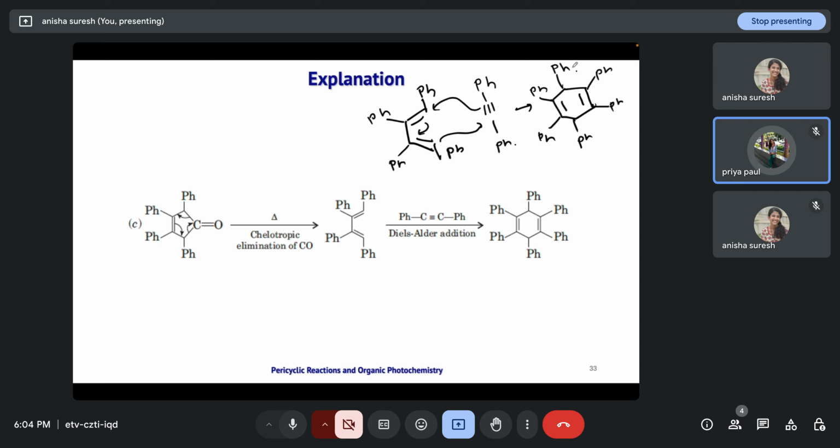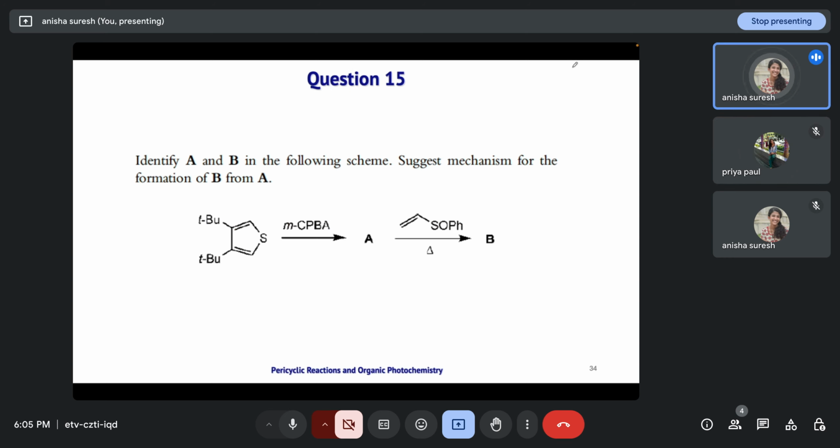Now coming to the last question of today's session. Identify A and B in the following scheme. Suggest a mechanism for formation of B from A. So in the presence of MCPBA, what will be happening to this? Epoxidation? Epoxidation won't be possible. The sulfur is there, no? It will undergo oxidation, with formation of a sulfone.